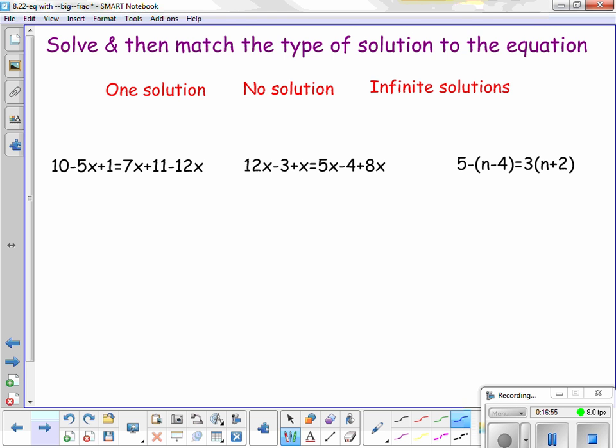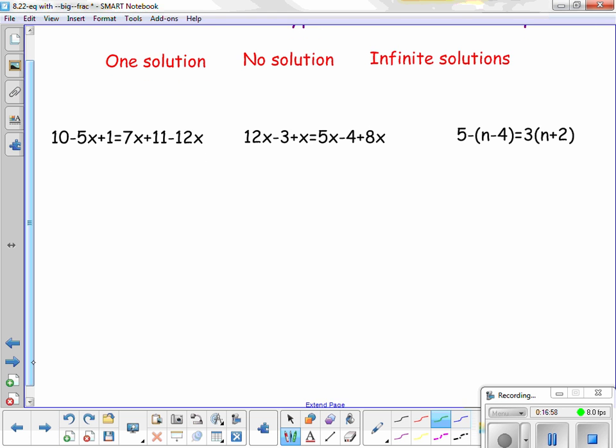So really quick, and notice I made it more complicated just to serve as some review. So if I look at the left-hand side, I have some like terms that I can put together. So a positive 10 and a positive 1 are 11. Bring down the minus 5x equals. On the right-hand side, I have two x terms that are similar. So positive 7 and negative 12 will give me negative 5x plus 11.